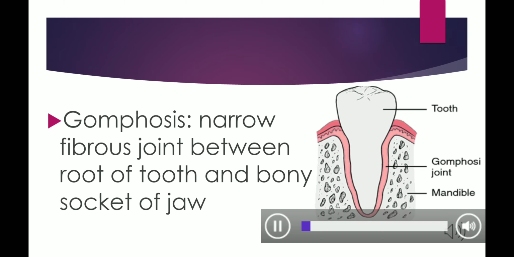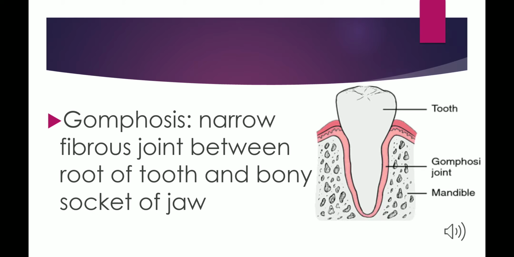And the third classification of fibrous joint is the gomphosis. And gomphosis is a narrow fibrous joint that is seen in between the root of tooth and bony socket of jaw. That is, it keeps teeth in position.